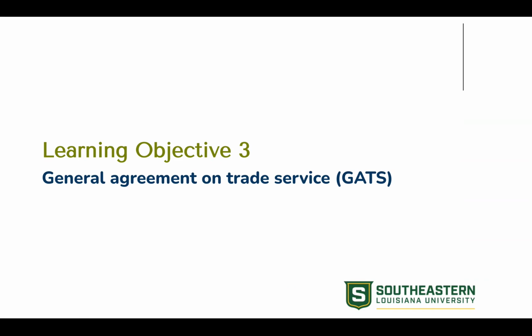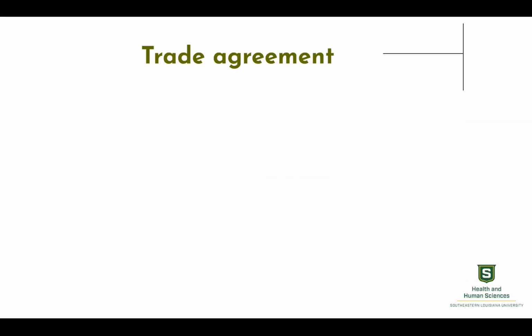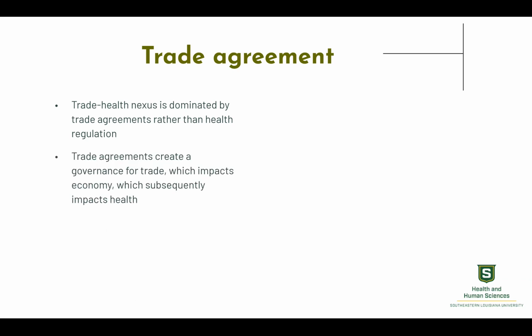So, lastly, we're going to talk about the General Agreement on Trade in Services. This trade agreement is courtesy of the World Trade Organization. The trade-health nexus is dominated by trade agreements rather than health regulations. With some of the trade agreements, nobody is looking at the health effects of it. It's more or less capitalism and commerce: how do we get the most money out of this international relationship, and less about how this is going to affect the health of the people of that country.